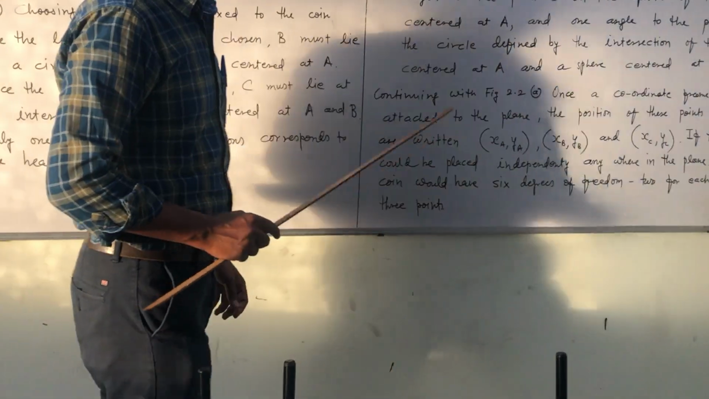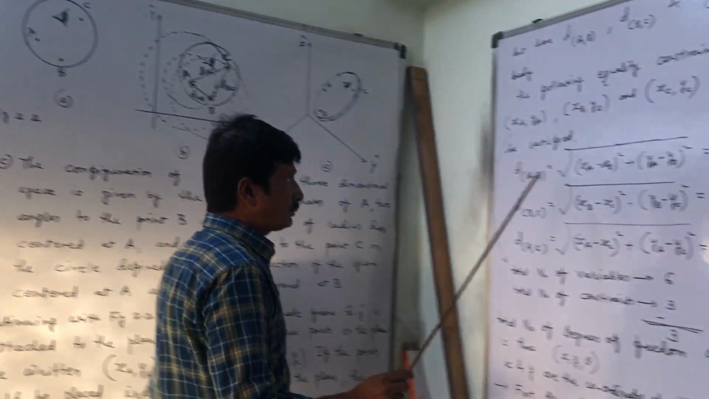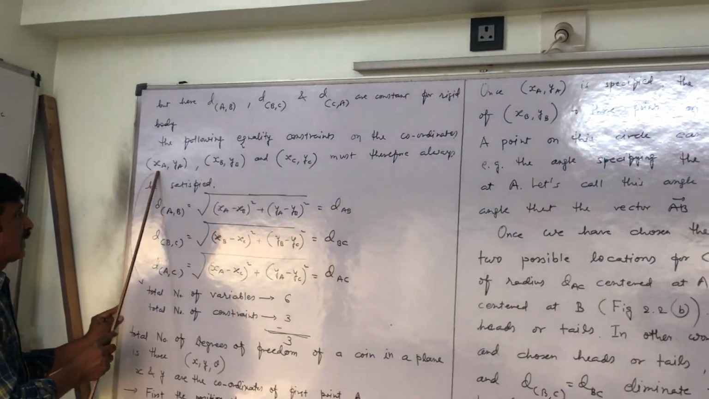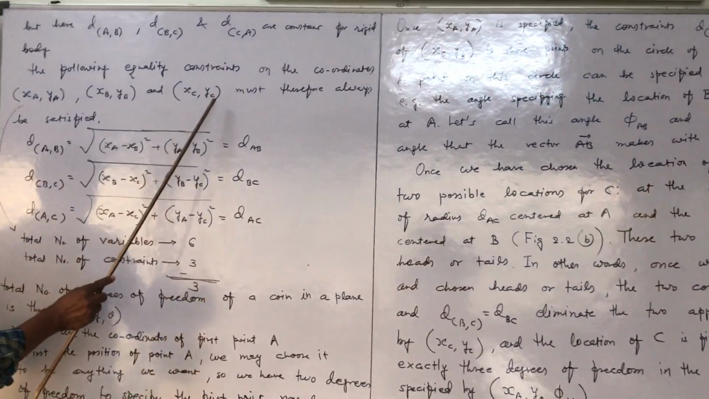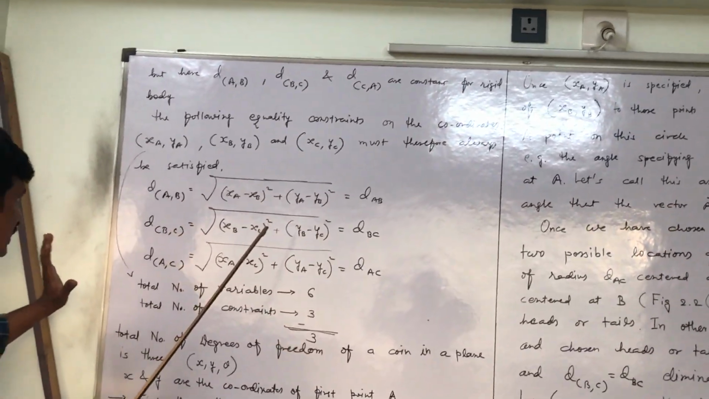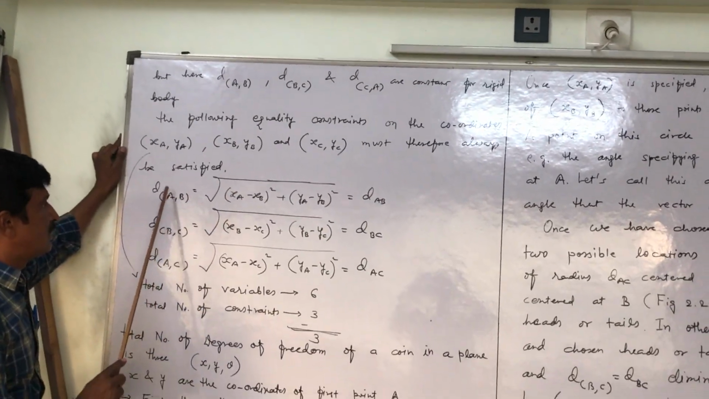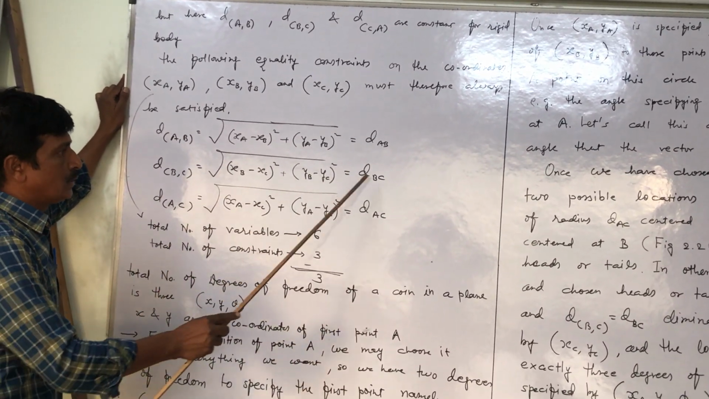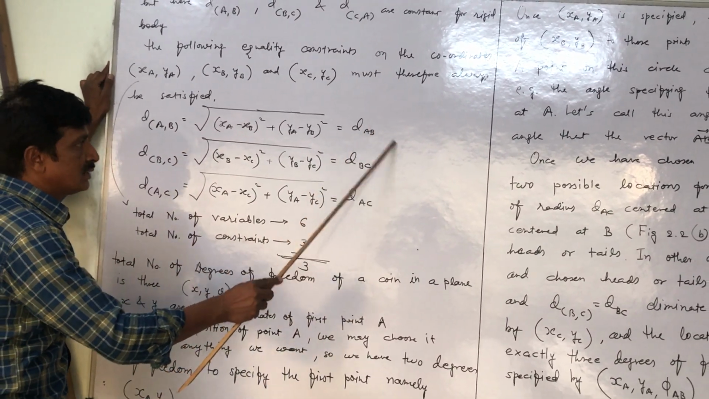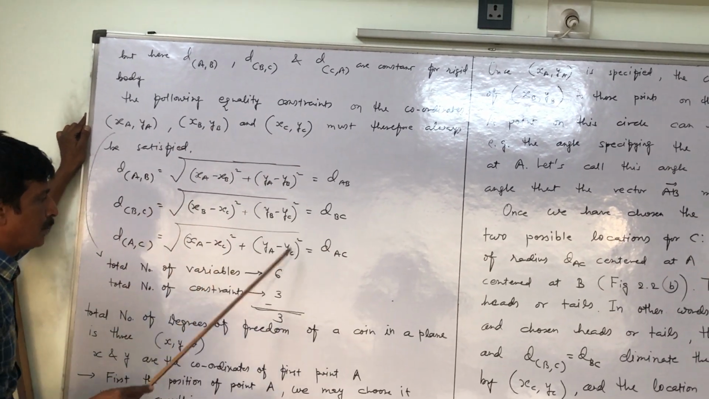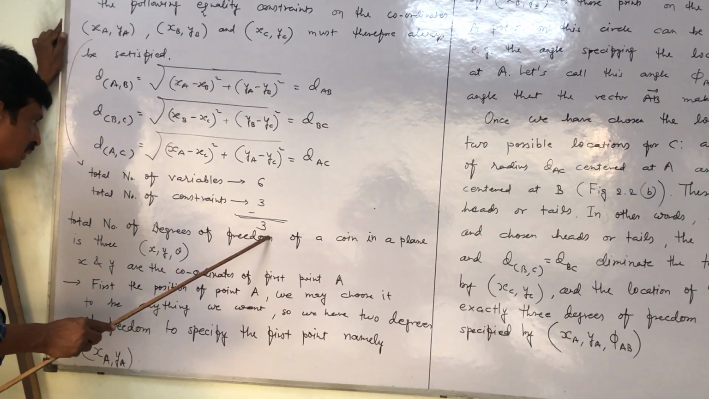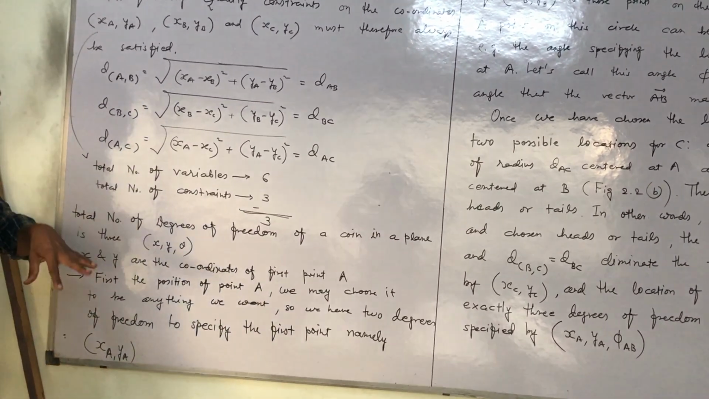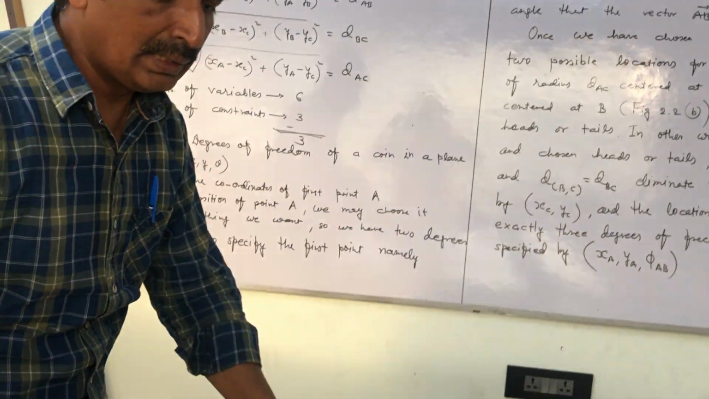If we consider the coin in 2D plane, we require 3 points A, B, and C in 2D plane. There are 3 points, so xa, ya, xb, yb, xc, yc. So overall, at first sight, 6 degrees of freedom, but 3 constraints must be satisfied. DAB is fixed, DBC is also fixed, DAC is also fixed. There are 3 constraints. So 6 variables minus 3 constraints. So at last, the number of degrees of freedom of a coin in a plane is 3, and the number of degrees of freedom of a coin in 3D space is 6.